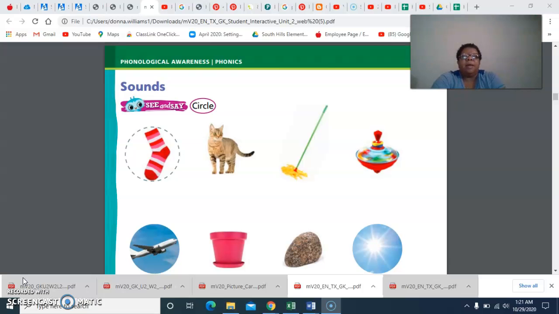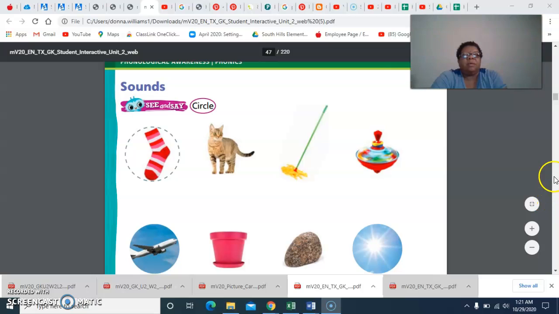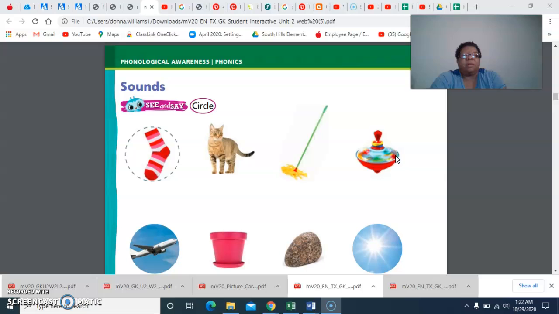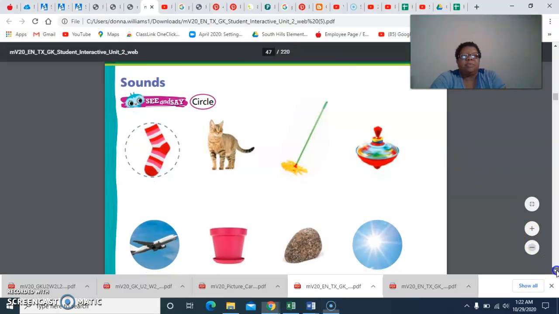And I wanted to just remind you of what we worked on Monday. Hopefully, you got a chance to do this page where we were listening for the sounds for letter O. You have O, O, O, and then you have the sound ah. O is a vowel and it makes two sounds. So we had to look at sock and then figure out if cat, mop, or top had the ah sound also. So hopefully you did this one.